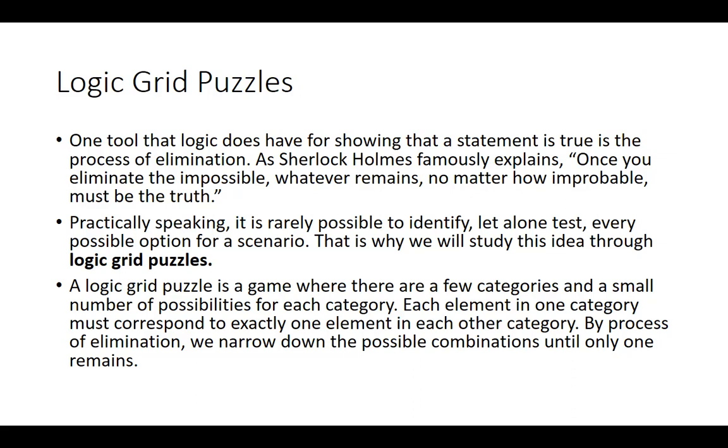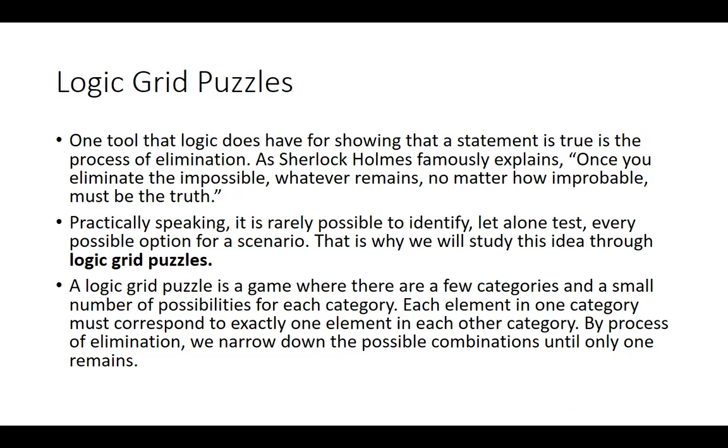Practically speaking, it is rarely possible to identify, let alone test, every possible option for a scenario. That's why we'll study this idea through logic grid puzzles. A logic grid puzzle is a game where there are a few categories and a small number of possibilities for each category. Each element in one category must correspond to exactly one element in each other category. By process of elimination, we narrow down the possible combinations until only one remains.